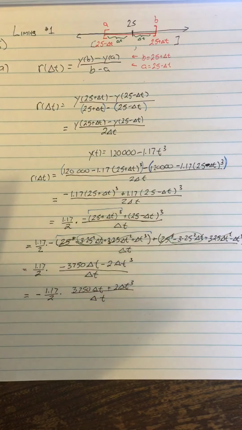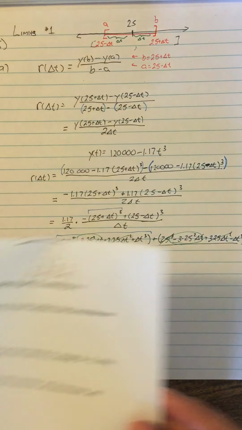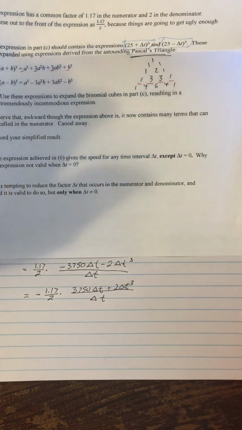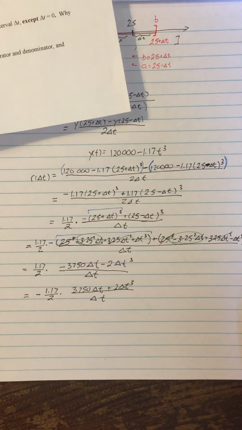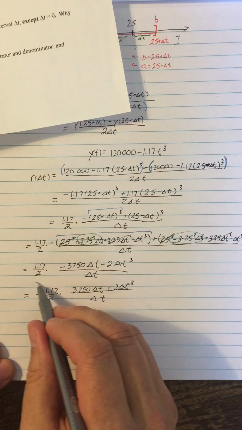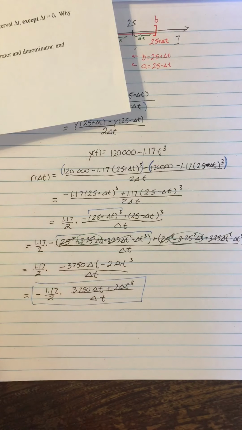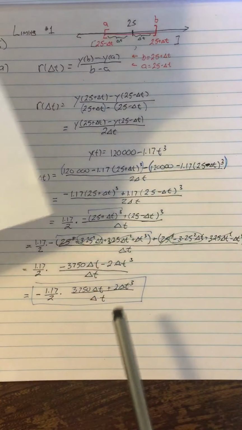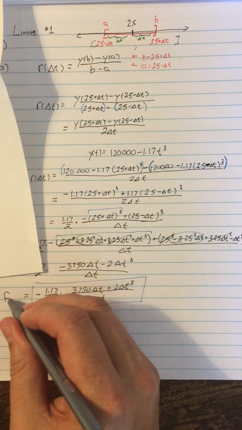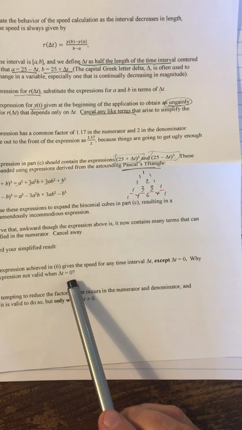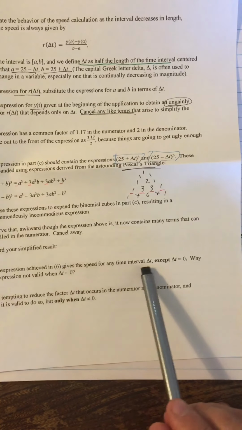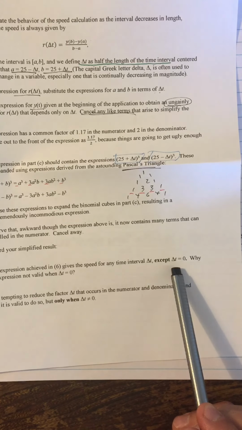So let's see where that puts us here. All right, here we go. As awkward as that expression was, as awkward as all this stuff was that we went through, look what we come up with. This is actually a pretty simple expression, and it's going to get simpler. So, when we say record your simplified result, this is your answer to part F of recording the simplified result. This expression achieved in part 6 gives the speed for any time interval delta t except delta t equals 0.